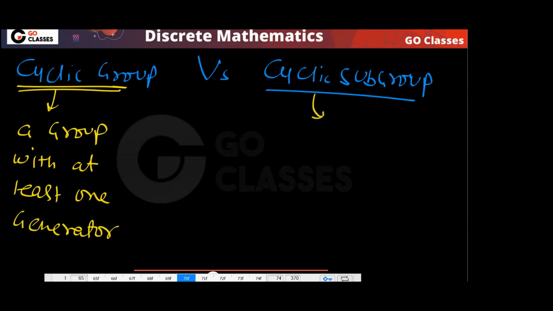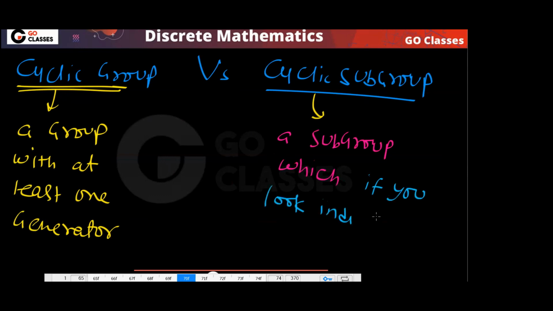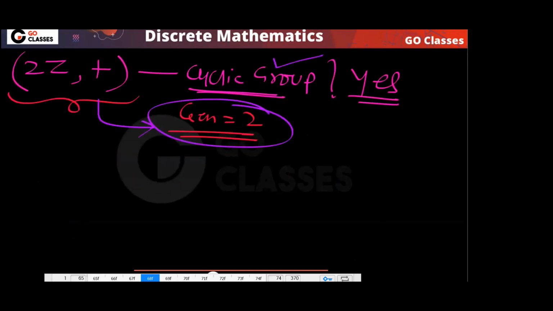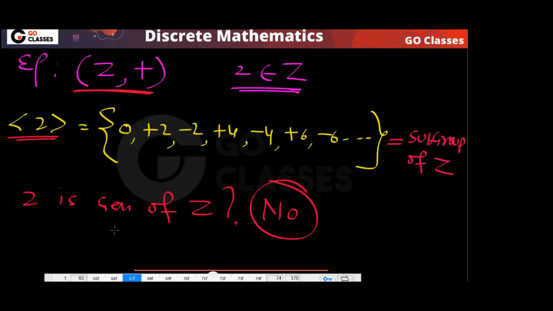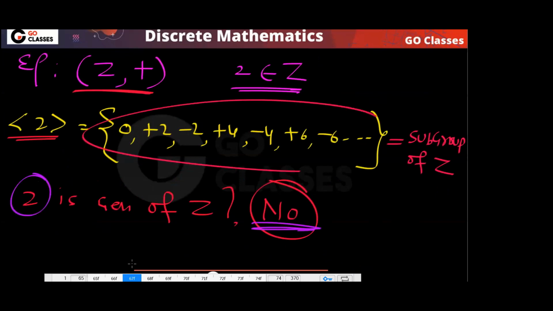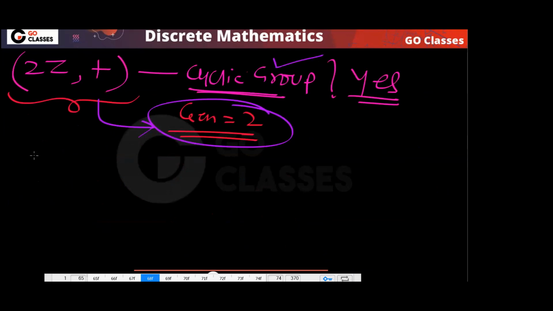And a cyclic subgroup means this is a subgroup which, if you look at it individually, is cyclic. For example, please understand this example. You can notice this is not a cycle; this 2 is not a generator. But if you look at it individually, then you can notice this is a cyclic group.